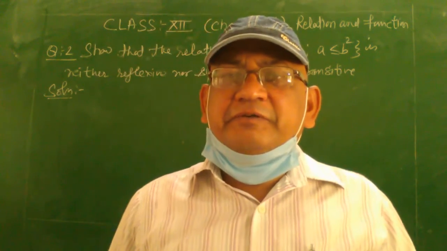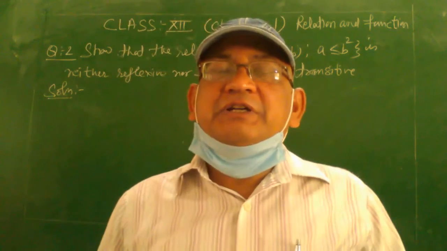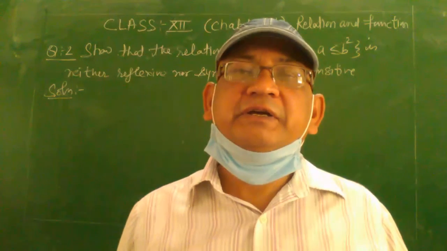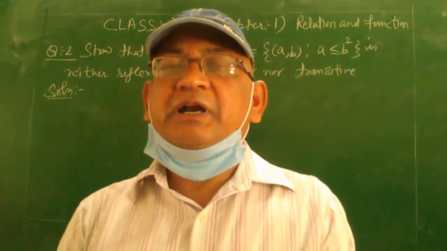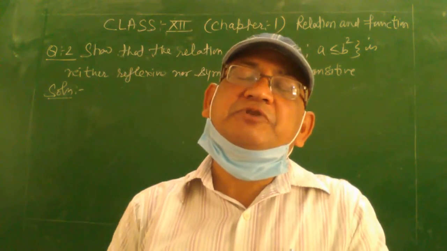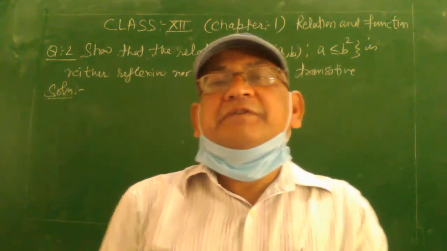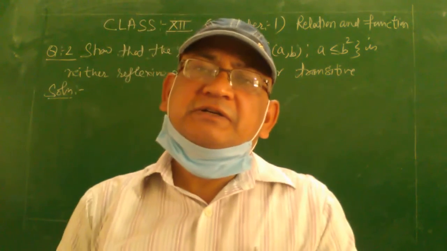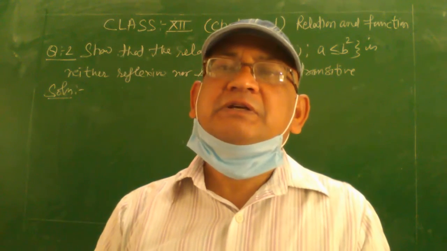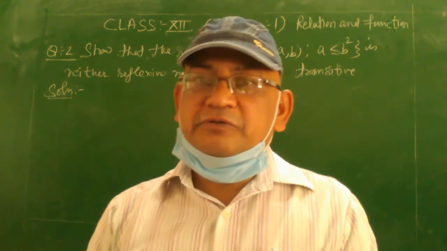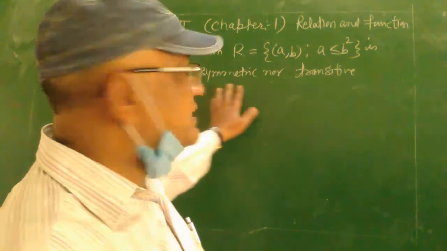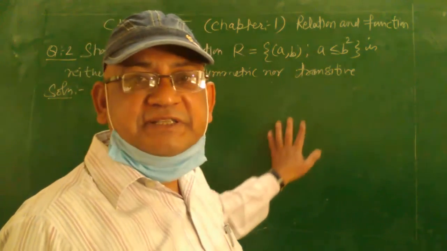As in the previous video we discussed chapter 1, that is relations and functions, and we also solved question number 1. In that video I explained reflexivity, transitivity as well as symmetry of a relation. So what is a relation? It is just a recapitulation of the given topic. A relation R from a non-empty set A to a non-empty set B is a subset of the Cartesian product of the two non-empty sets. So that was the relation definition. Now for reflexivity, symmetry and transitivity we will discuss in this question.